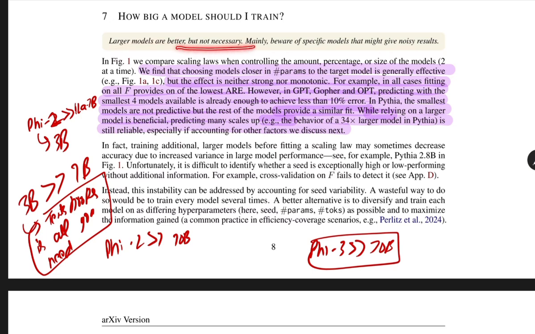Larger models are better, but not necessary. Mainly beware of specific models that might give noisy results. We find that choosing models closer in parameters to the target model is generally effective, but the effect is neither strong nor monotone, right? For example, in all cases, fitting on all F provides one of the lowest absolute relative error. However, in GPT, Gopher and OPT, predicting with the smallest 4 models available is already enough to achieve less than 10% error, right? In Python, the smallest models are not predictive, but the rest of the models provide a similar fit. Similarly, while relying on a larger model is beneficial, predicting many scale laws is still reliable, especially if accounting for the other factor we discussed next, right?